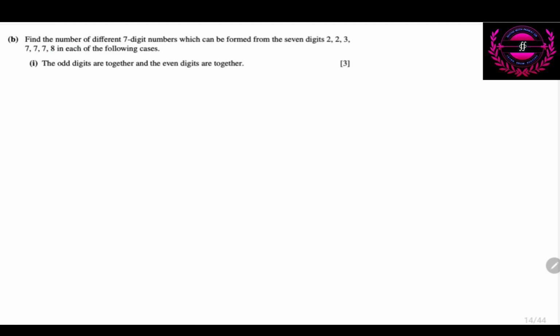Part B. Find the number of different arrangements of the 7-digit number which can be formed from the 7 digits in the following cases. The odd digits are together and even digits are together. So first of all, I'll write odd digits. So I have in this box odd digits. I have even digits.